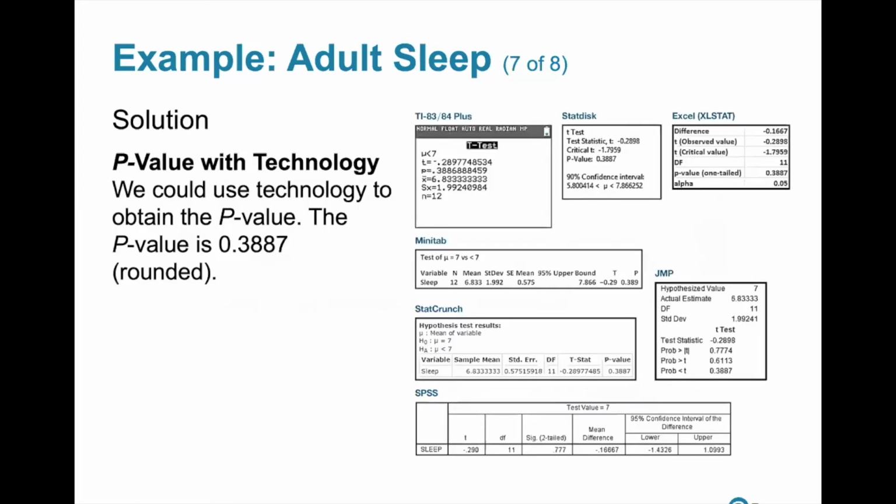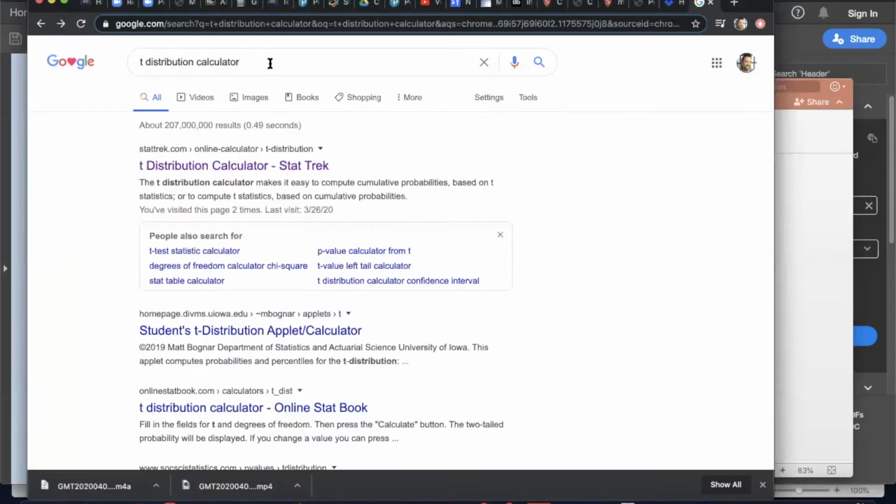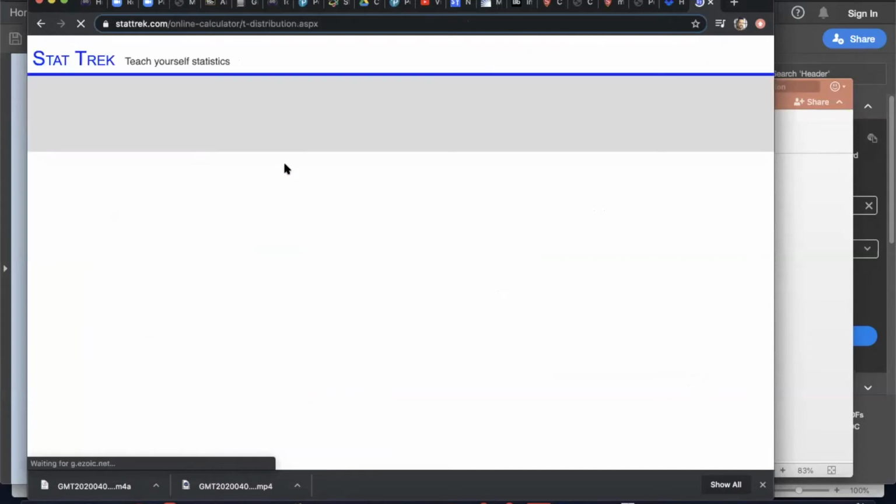All right, so here are some different technologies that can be used to find the p-value. I'm going to use a different one. I'm going to use StatTrak. So let me pull up StatTrak. What I have open here is a Google page where I've typed in t-distribution calculator. The first result is StatTrak, so I'm going to click on that. Okay, here we go.